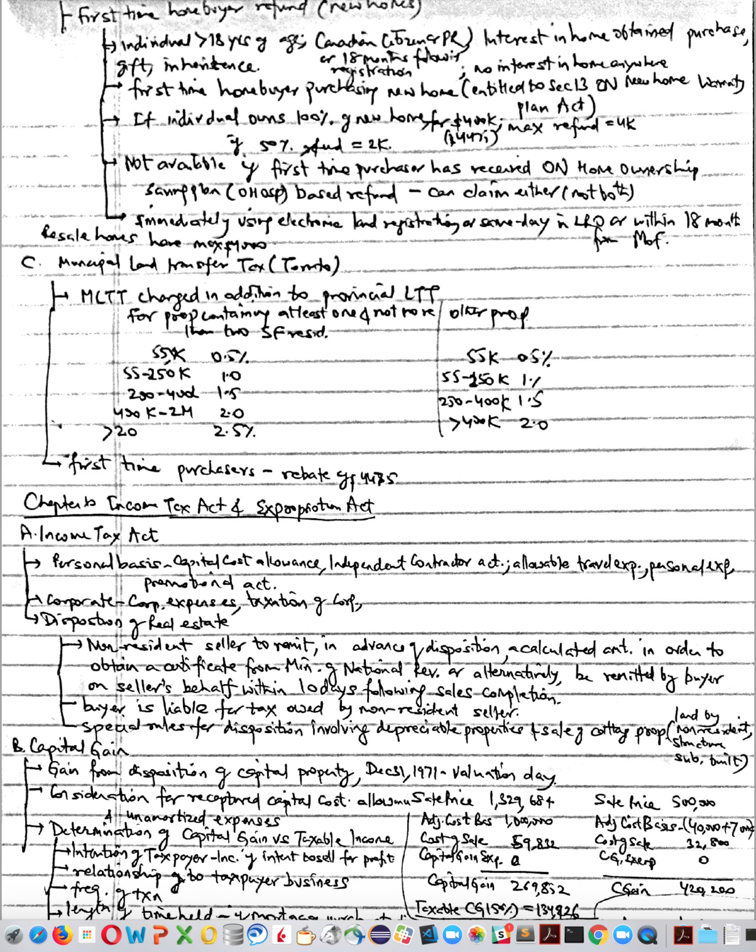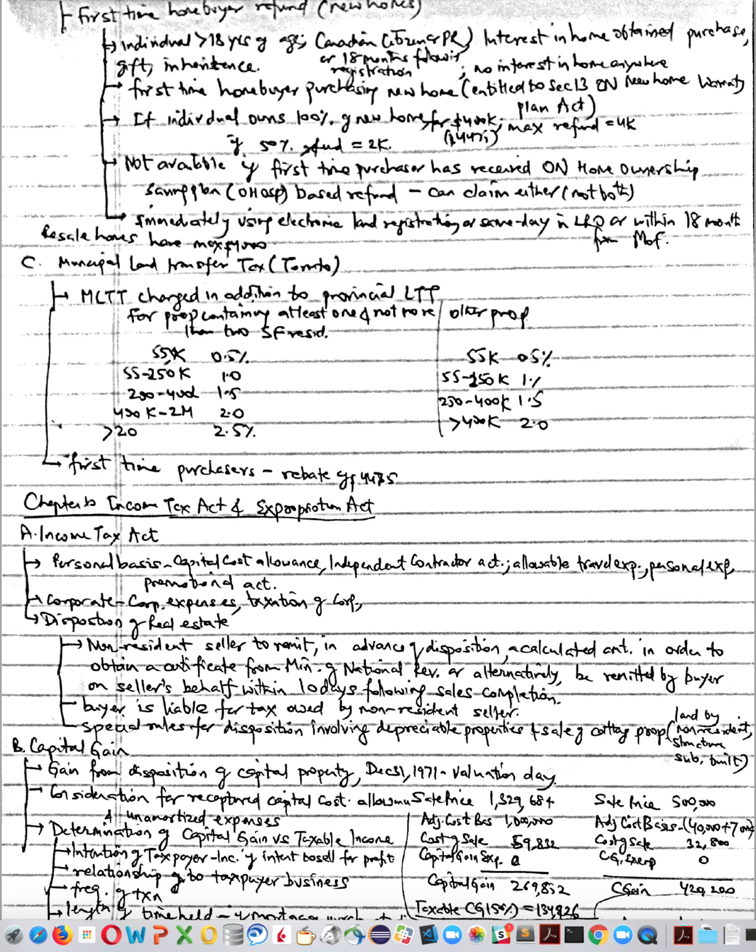To recap, the Income Tax Act of Canada is a complex legislative document affecting a wide range of personal and corporate activities. On the personal front, the Act sets out requirements regarding capital cost allowances, independent contractor activities, allowable travel expenses, personal expenses, and promotional activities. Similarly, a host of corporate rules are in place concerning allowable corporate expenses, taxation of corporations, and related matters.